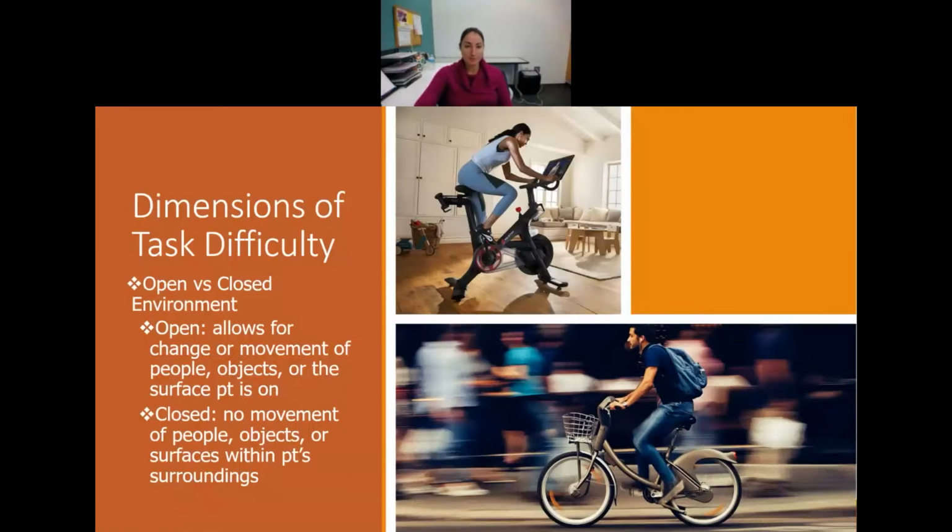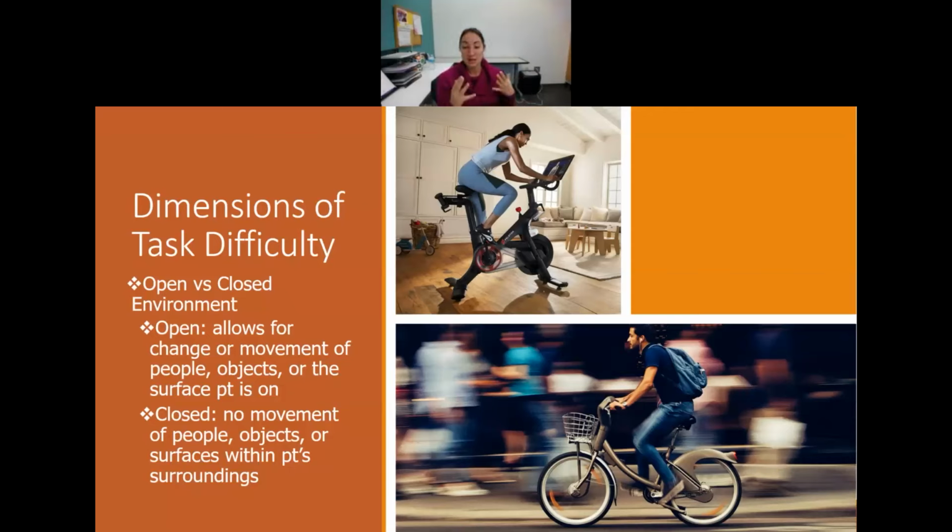Closed versus open. Okay. So an open environment, there's change or movement of people, of objects, of surfaces. So for example, riding a bike outdoors. There's people moving around you. All of a sudden, somebody might cut in front of you. You have to really watch your environment, and you have to really pay attention to what you're doing in order to stay erect on the bike.